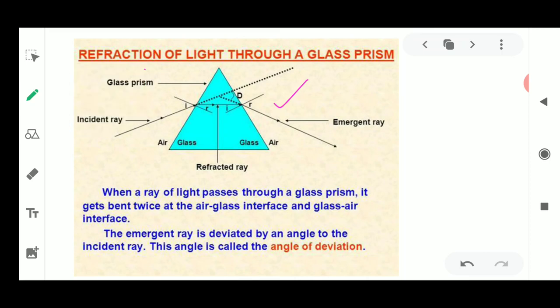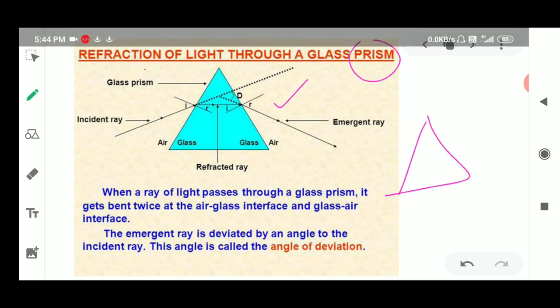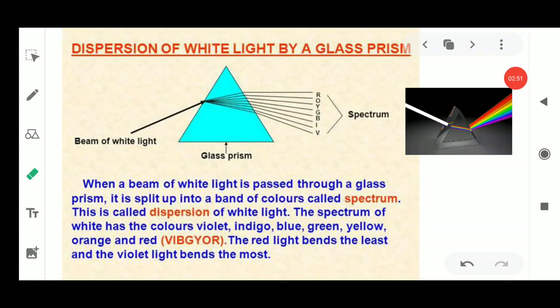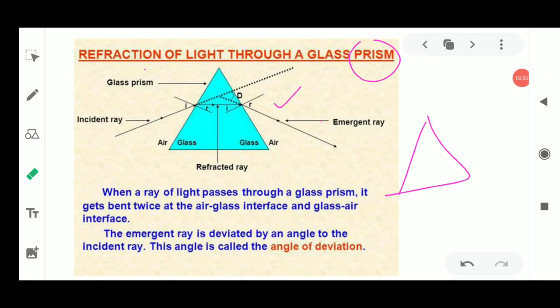So this is the first slide, where you could see that the glass prism is triangular in shape and it is a 3D structure. So prism is a 3D structure of a triangle. Now this glass prism is an instrument which helps in the refraction of light.